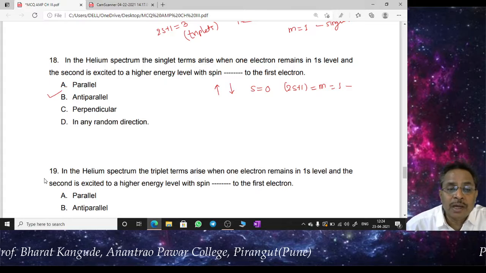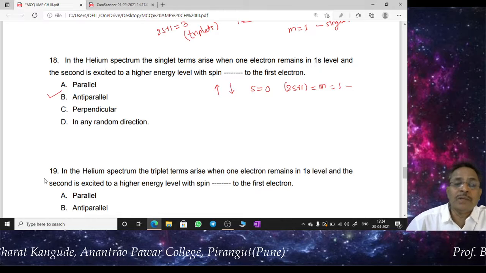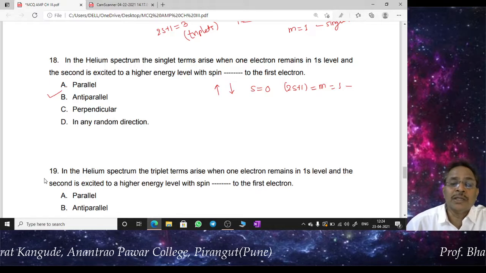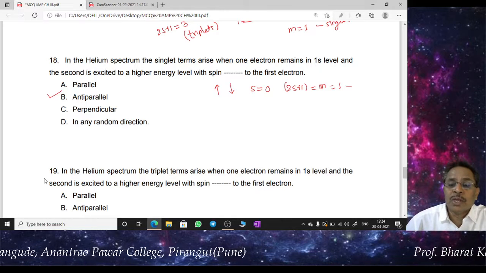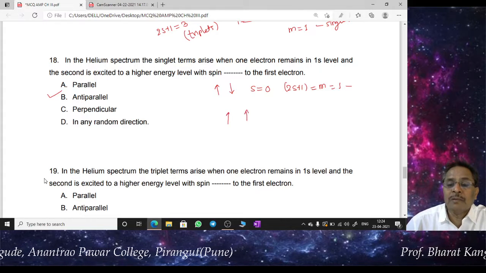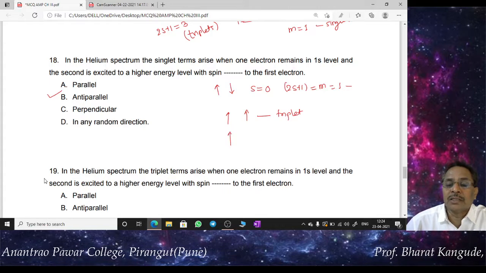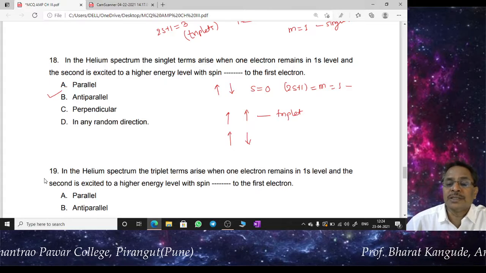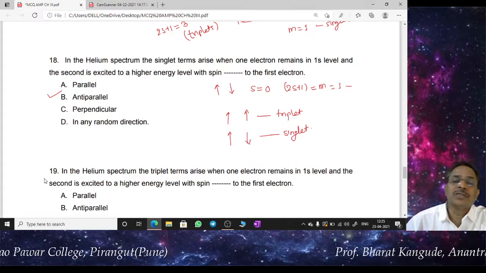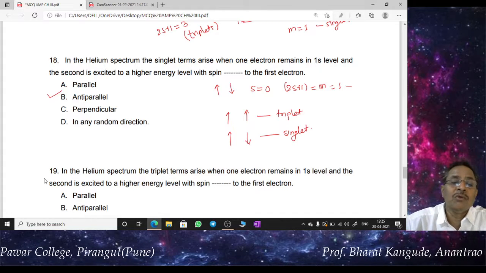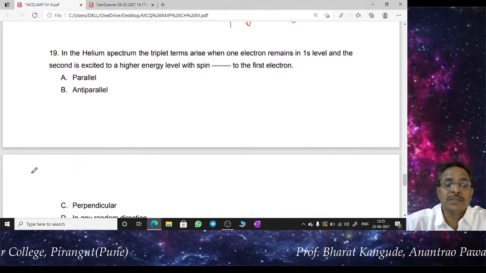So in the helium spectrum, the singlet terms arise when one electron remains in the 1s level and the second is excited to higher energy levels with spin anti-parallel to the first electron. When the spins remain parallel, it gives rise to a triplet in the spectrum. When the spins are anti-parallel, this gives rise to a singlet. So this is to be understood from the helium spectrum when we go for the study of orthohelium and parahelium and so on. Then this is the same question.